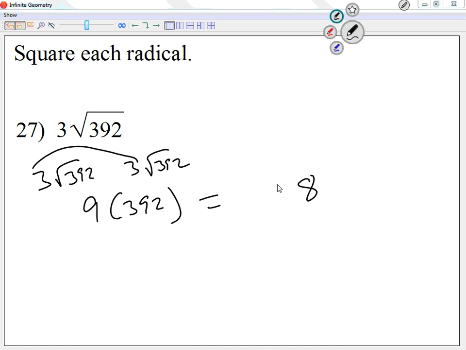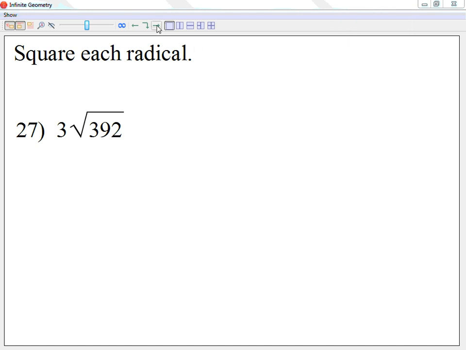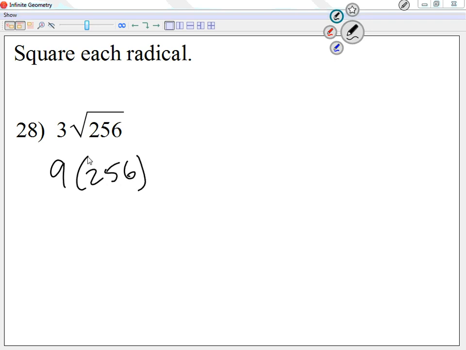81 plus 1, 82. 3,528. Once again, you square the one on the outside, and you multiply to the number on the inside. So if I look at number 28, I'm going to go 9 times 256. The 9, because I squared the 3 outside. 3 squared times 256. And I'll let you guys finish that on your own. Multiply that out.